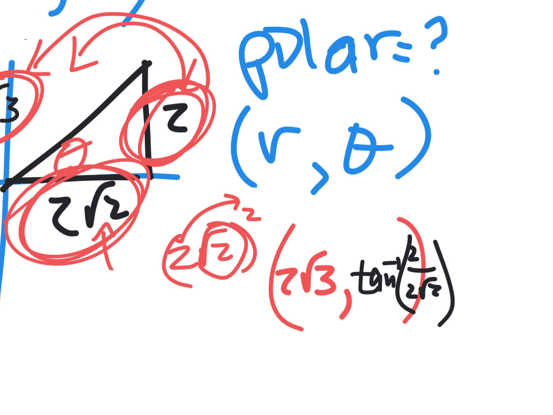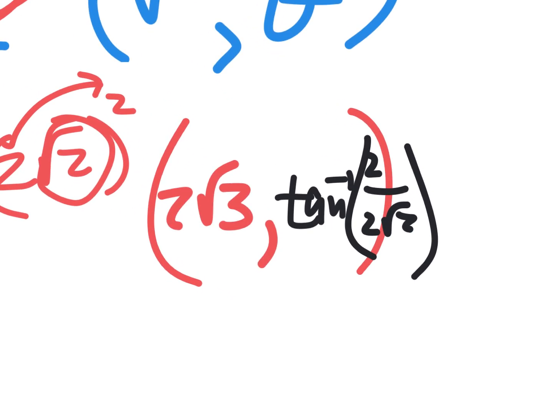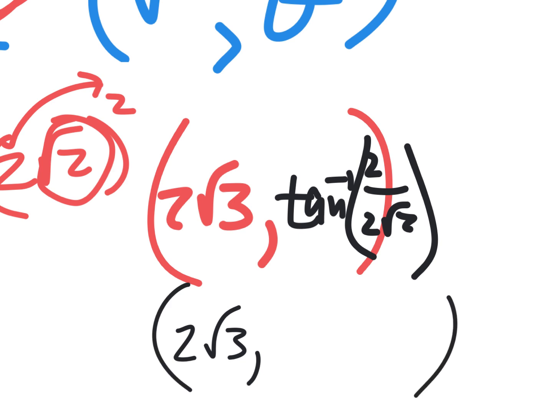Now, could we get that rationalized so that the root 2 goes on the top? Yeah, but you're just doing extra work you don't have to do. Could you simplify the 2 over root 2? Yeah. You really should simplify everything you can, right? So 2 root 3 comma, these 2's are going to cancel each other. That leaves inverse tan of 1 over root 2.